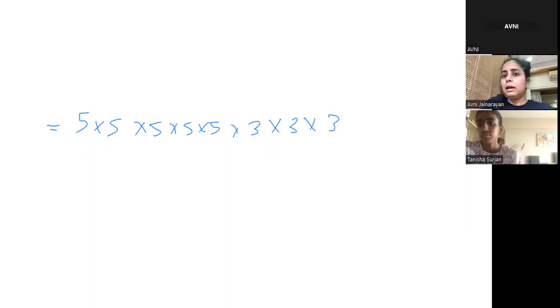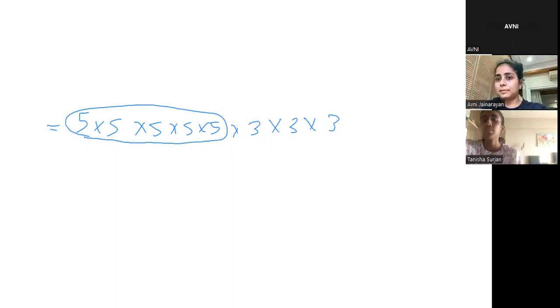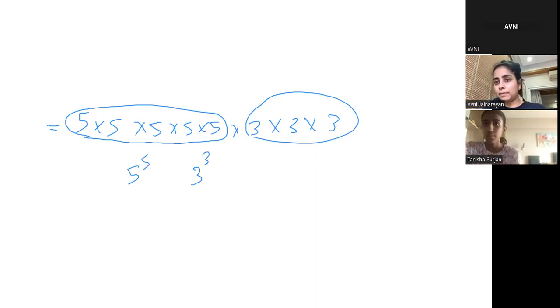So now for 5, this, what are you going to write? 5 raised to the power 5. Yes. And for this, what are you going to write? 3 raised to the power 3. Okay. And then beech mein kya sign aayega? Multiplication. Okay. So this is the thing. This is how you will have to reduce it to a smaller number.